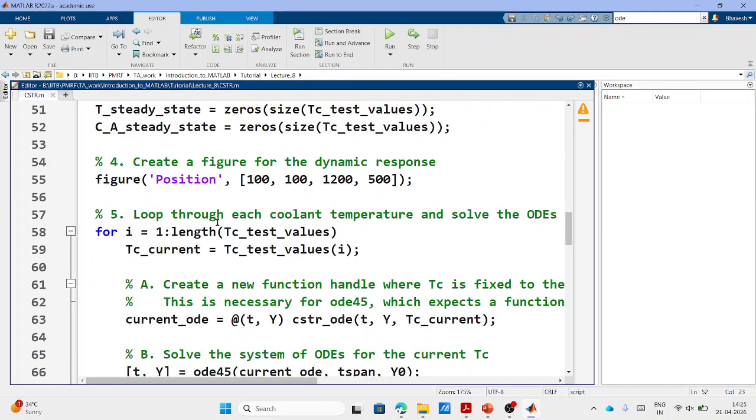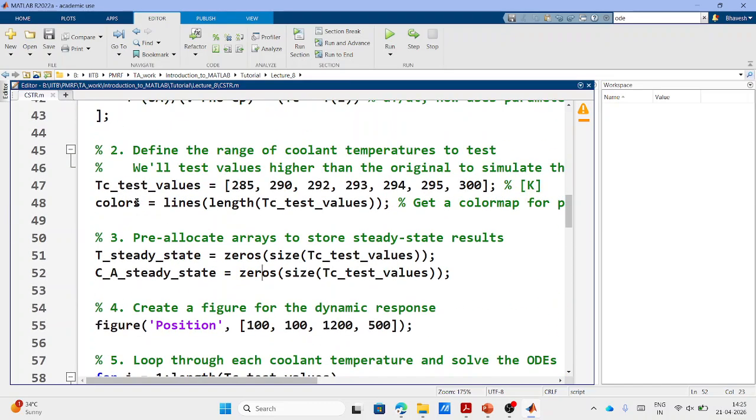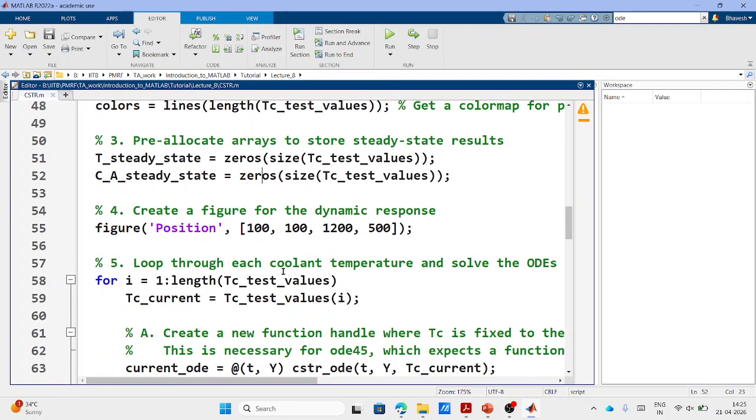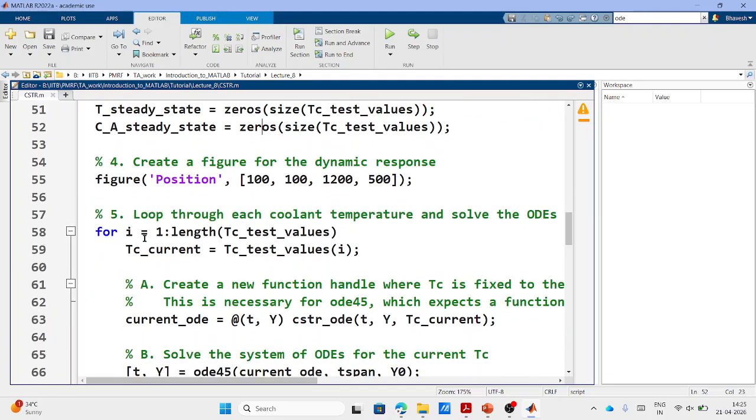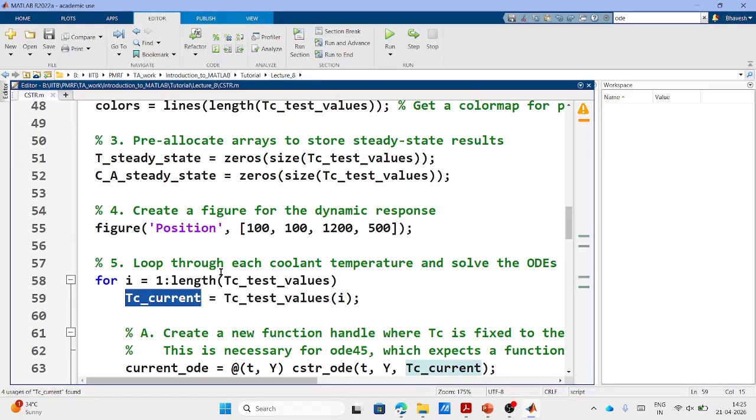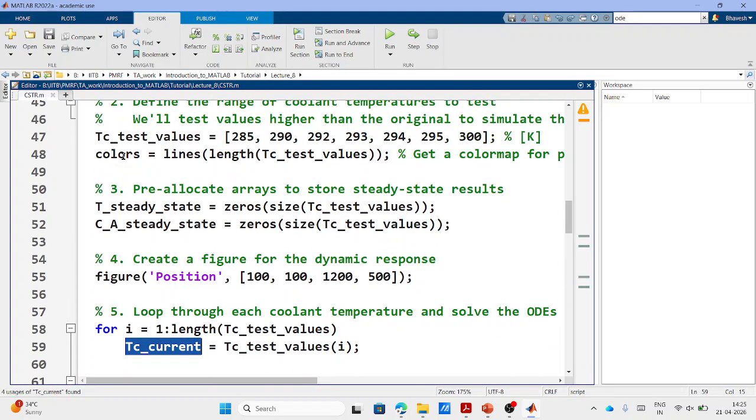This is just a figure definition part. Now what we will do, for each temperature, we will solve this ordinary differential equation and find the steady state temperature value. Okay. So for I is equal to 1 to the length of Tc test value, I am defining what is my current cooling water temperature, right?